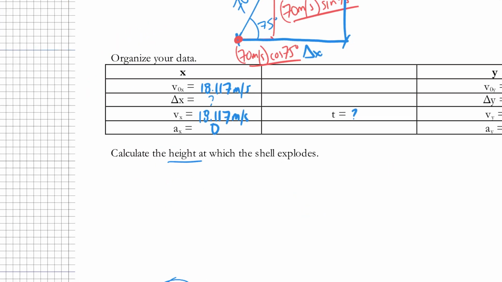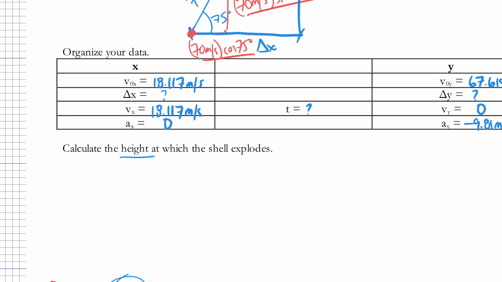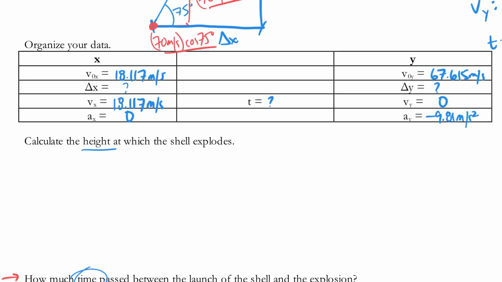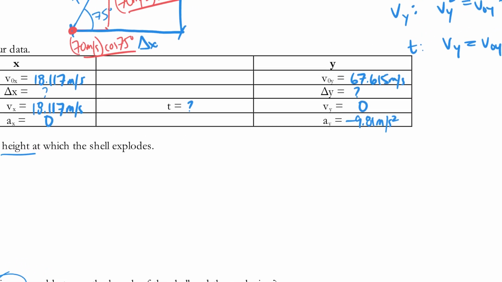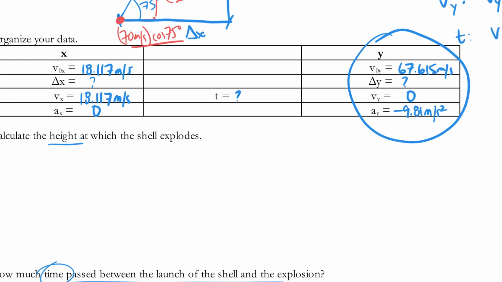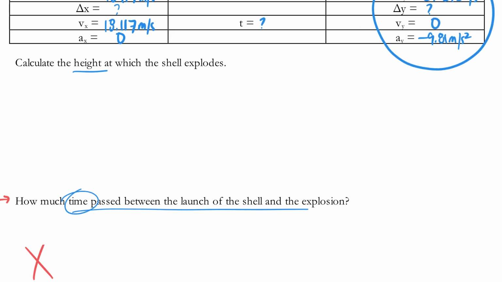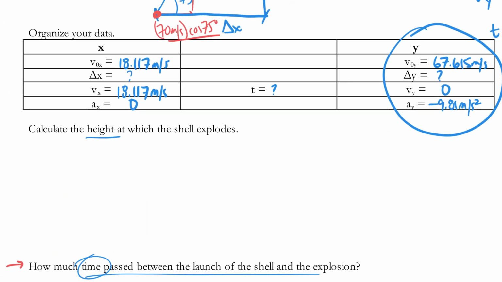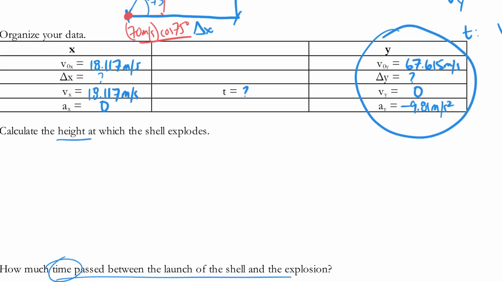So let's get the height at which the shell explodes. The key to that is going to be here, because we're looking for a height. So we're looking for delta y. Now, if we had the time, and we can actually get the time pretty easily from down here, because this one's pretty clean to get the time. But let's assume we don't have the time. Let's assume we haven't done this yet. Now, I recommend if you get stuck, do these out of order. You don't have to do them in order.